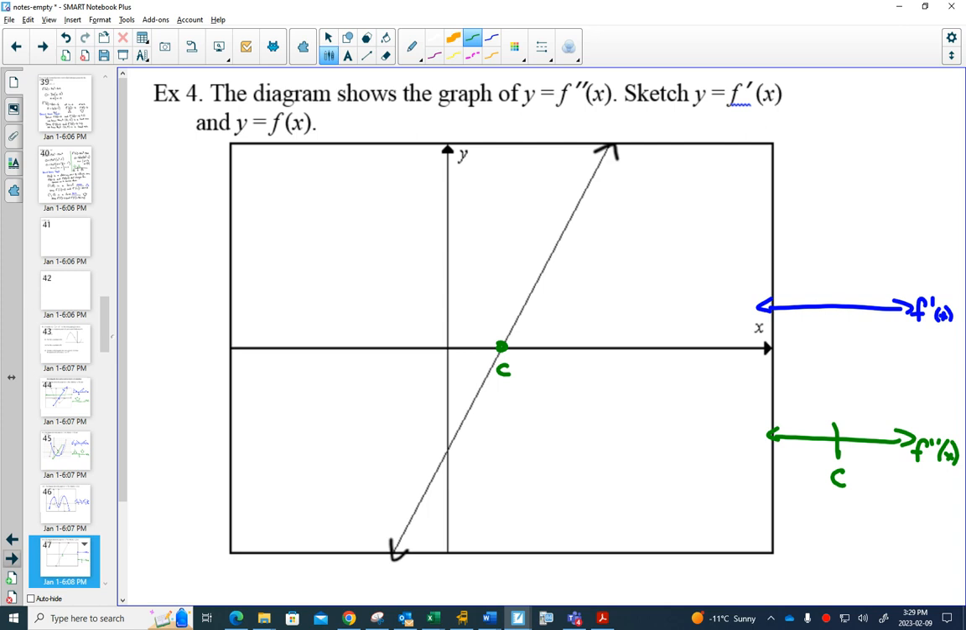And if this is F double prime, before C, it's negative. After C, it's positive. I'm going to draw the concave down and the concave up, because that's normally what we see from our second derivative. And that's going to be important for our original function. But if we are using the second derivative to find our first derivative, I'm going to leave this for next.